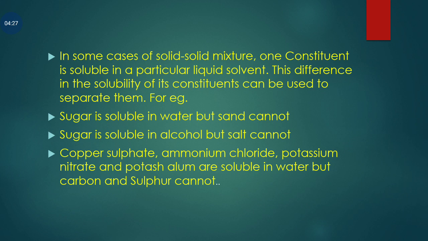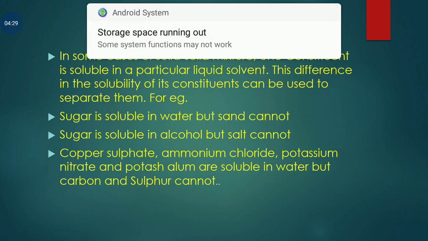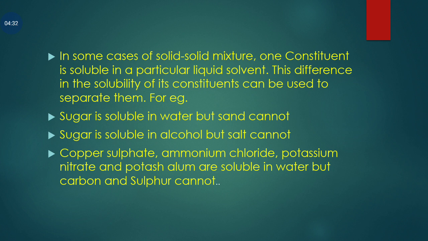Sugar is soluble in alcohol but salt is not. Sugar and salt are both soluble in water, so we cannot separate them by dissolving in water. So in place of that we use alcohol. Third, copper sulfate, ammonium chloride, potassium nitrate and potash alum. These are chemicals which are soluble in water, but carbon and sulfur are not. So carbon powder and sulfur powder don't get dissolved in water, and these chemicals get dissolved in water.